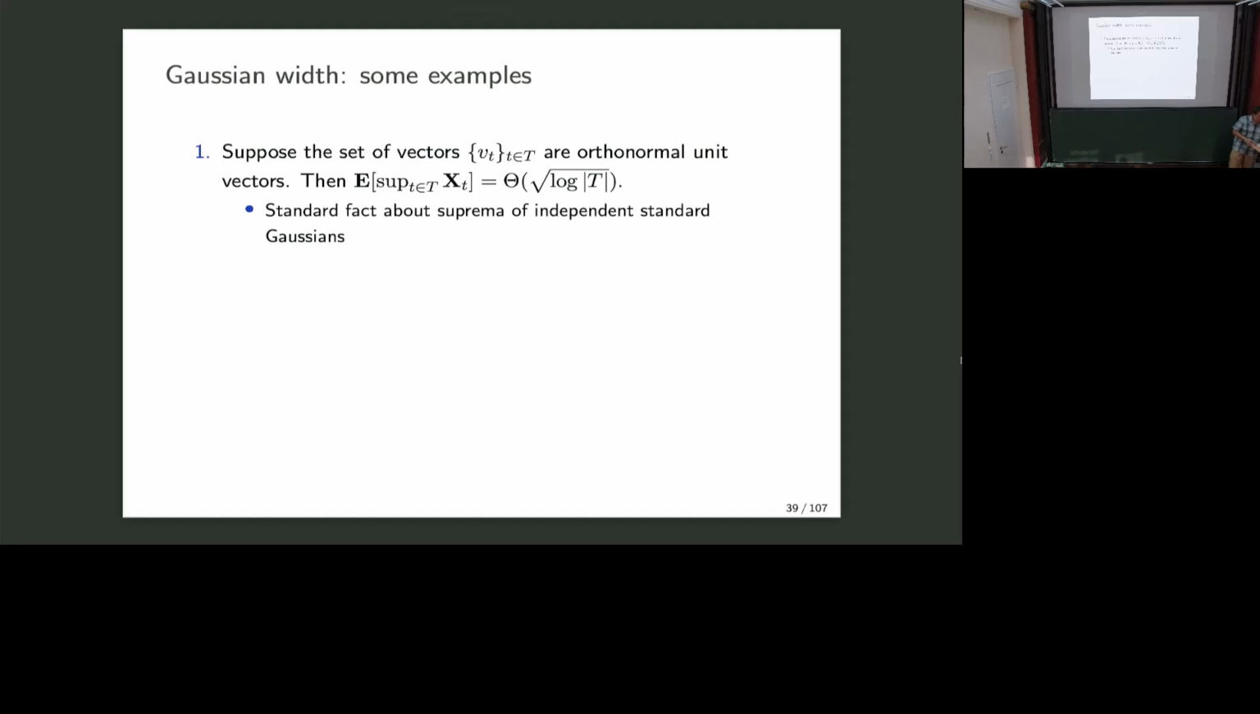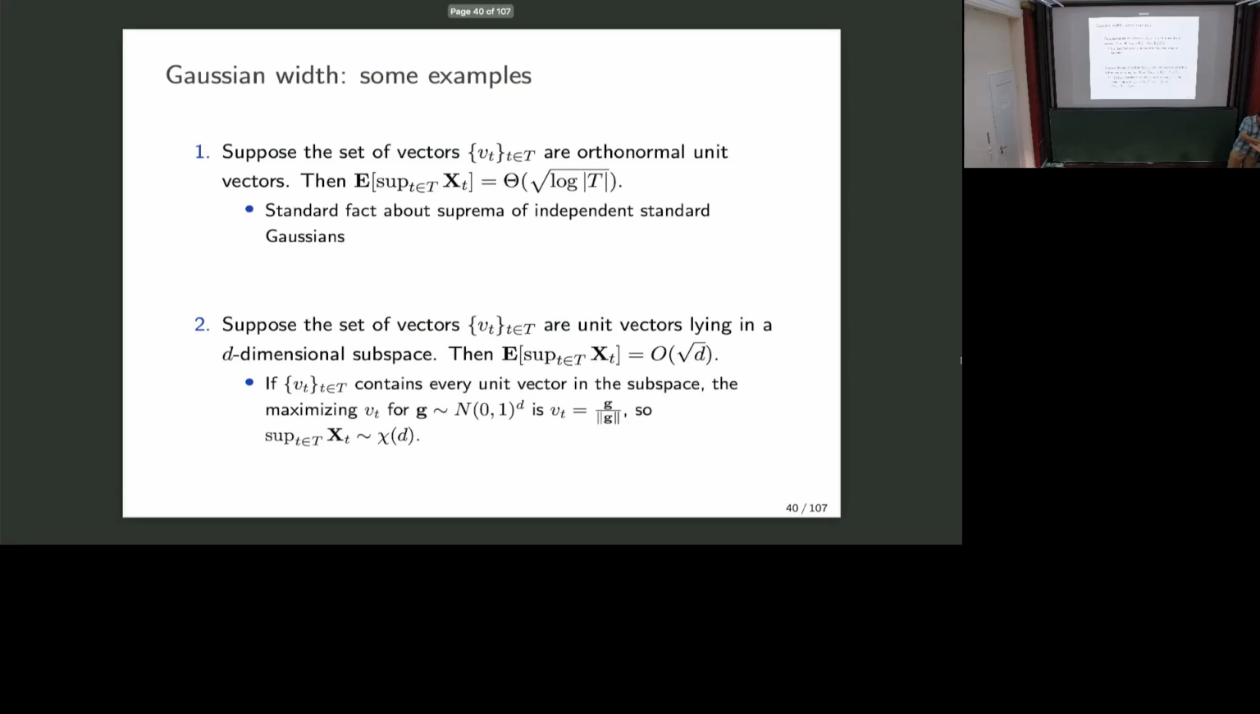Here's a first very simple example. Suppose you've got some index set capital T, and the vectors are just orthonormal unit vectors. So you've got capital T many unit vectors, perpendicular to each other. Then the expectation of the supremum, the width of this Gaussian process, is just square root log T. We understand everything there is to understand about this, just a very standard fact about the supremum of a bunch of independent Gaussians: square root 2 log n, something like that.